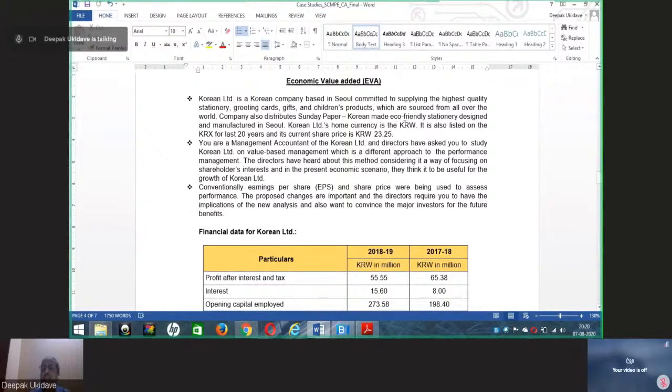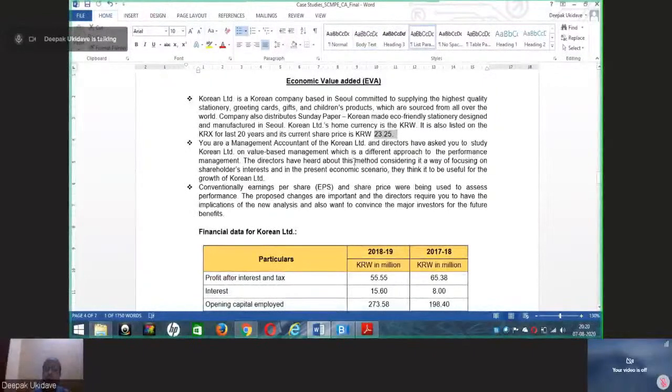The company's home currency is KRW, Korean won. Now, obviously, this is something which you should know. It is also listed on the Korean stock exchange for the last 20 years. So it's a well-known blue chip company probably in Korea, and its current share price is 23.25 in Korean currency.